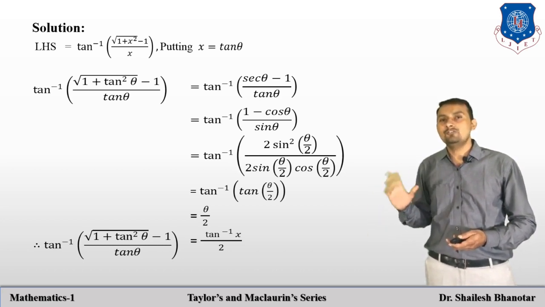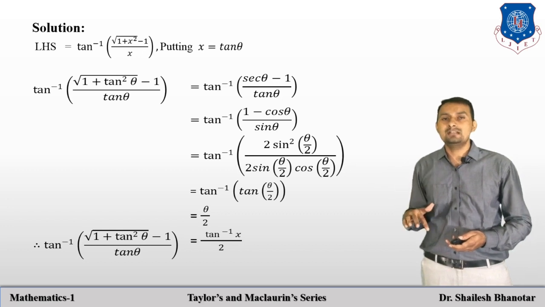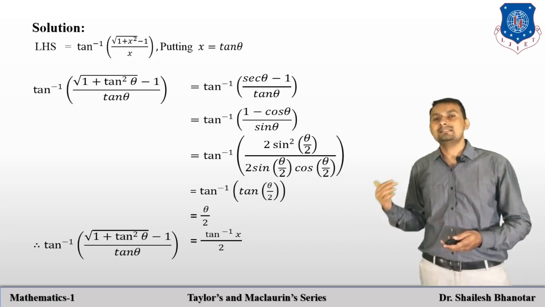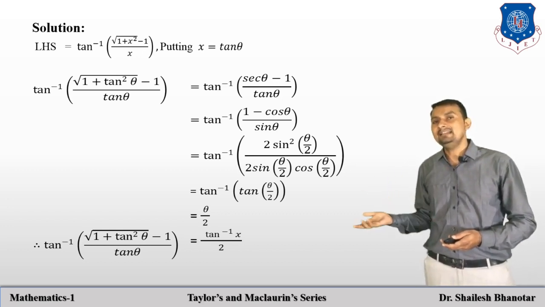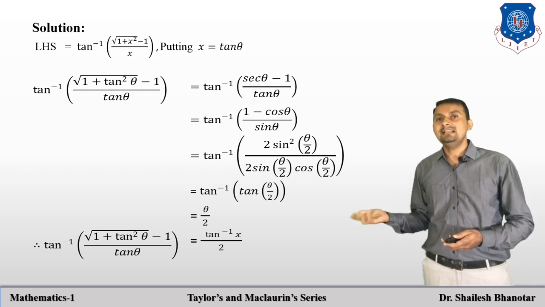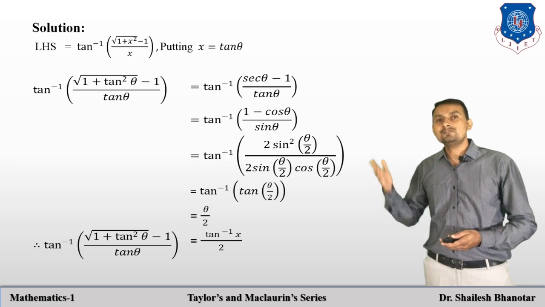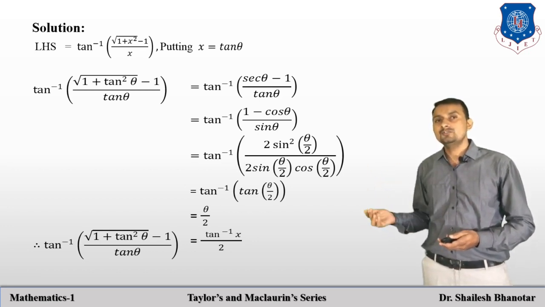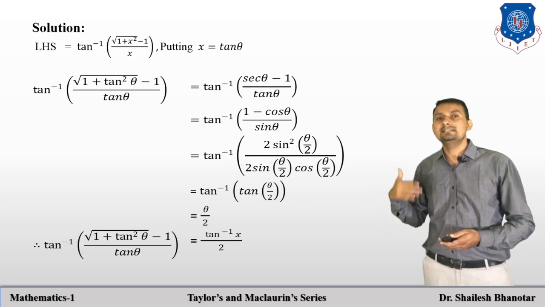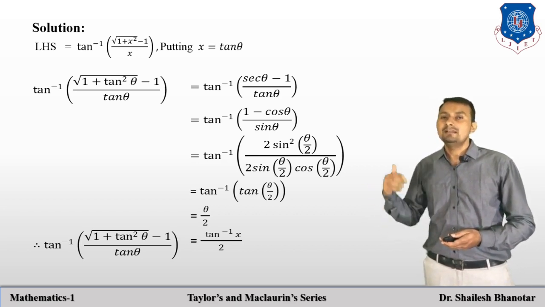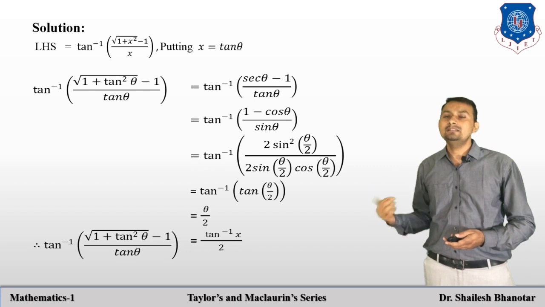But we know the formula for 1 minus cos theta, that is 2 times sin square theta by 2, and sin theta can be written as 2 times sin theta by 2 into cos theta by 2. When you simplify, one sin will be cancelled out, also 2 will be cancelled out, so you will get sin divided by cos, that is tan theta by 2. But tan inverse of tan theta by 2 is going to be exactly theta by 2.